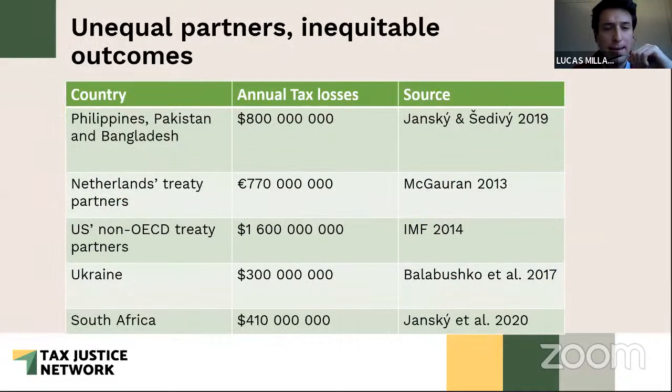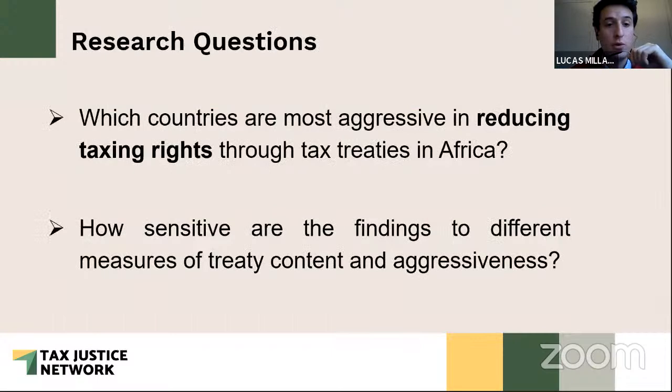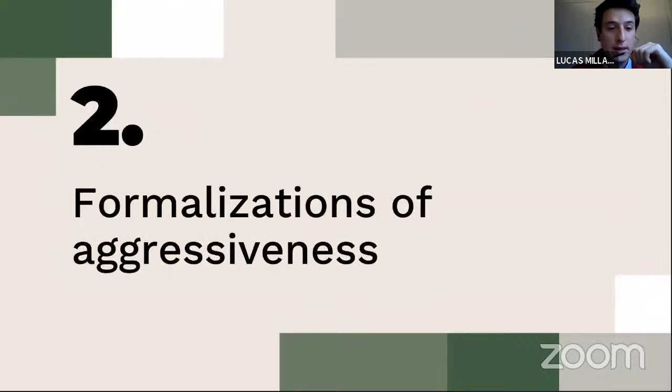So these are some estimations that have been done of the annual tax losses from tax treaties. The last one by Jansky includes foreign direct investment elasticity, so how the economics change in reaction to the treaty. Next slide. We're not going to talk about tax losses, but about losses in tax rights. So the questions that we seek to answer is which countries are most aggressive in reducing taxing rights and how the different measures of this aggressiveness can be measured. Next slide, please.